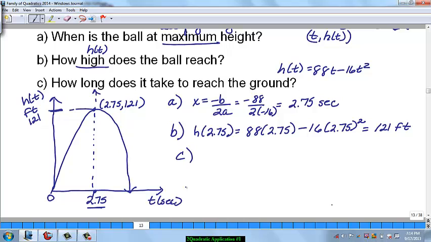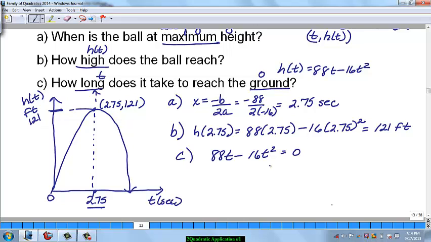C says, how long does it take to reach the ground? Well, if I want to know how long, so I'm looking for time. So what is the height when it hits the ground? Well, the height is 0. So if I put this equal to 0, I'll say, okay, 88t minus 16t squared. If I put that equal to 0, then I can figure out when this hits the ground.